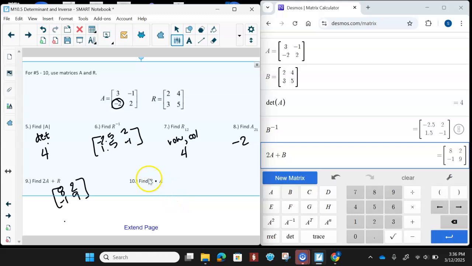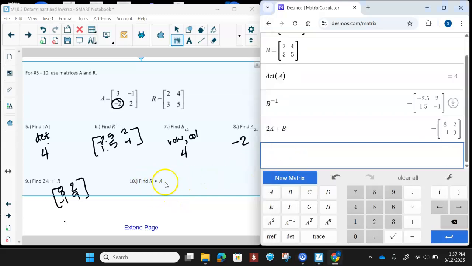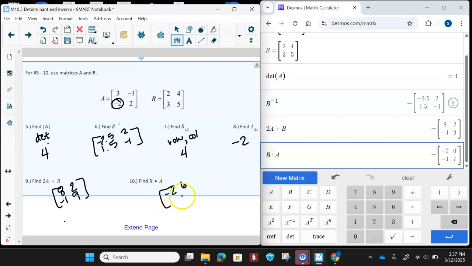And here, notice we are multiplying. Now, notice that we got flipped, right? So this is not A times R, this is R times A. So this is B times A. And that is your matrix, which here is -2, 6 and -1, 7.